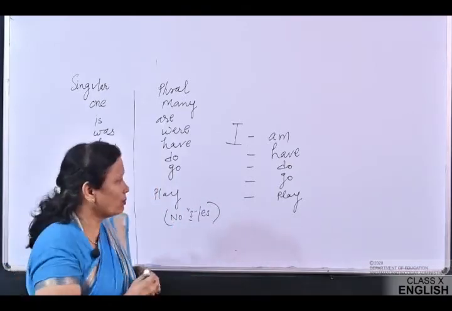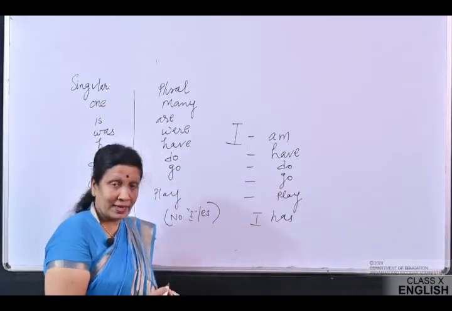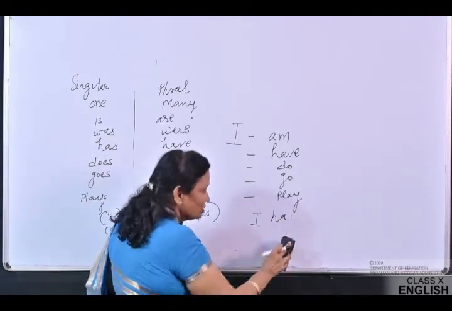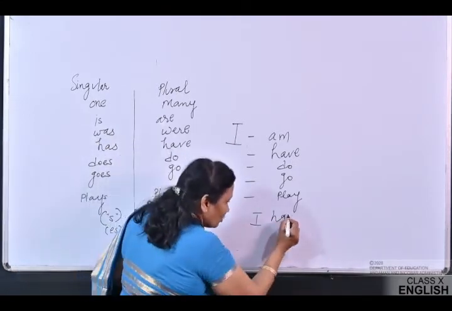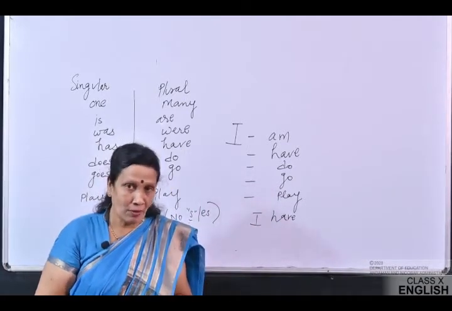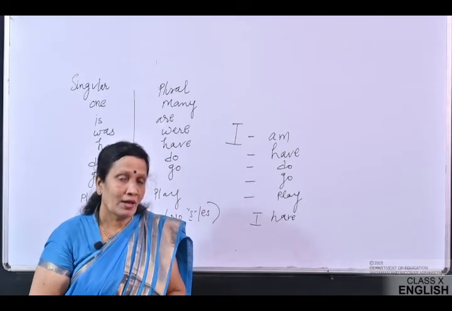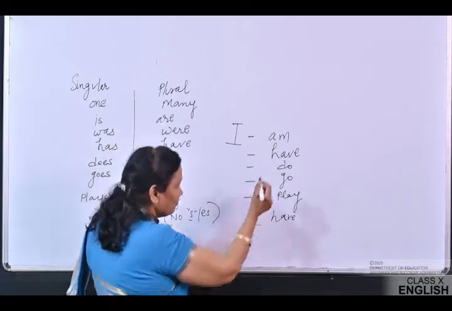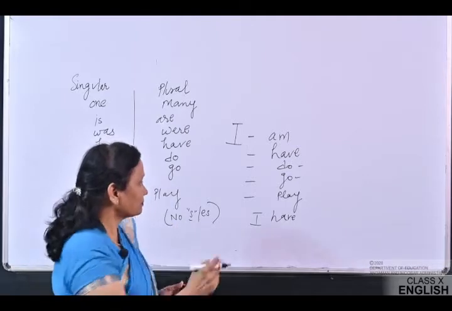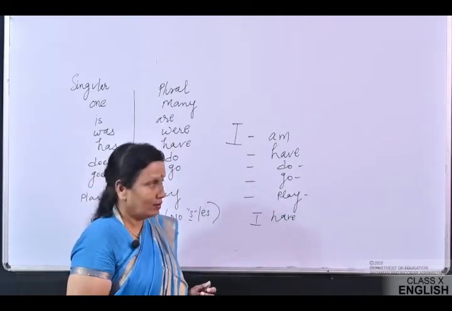Many of you write many times I has gone there, I has been there. So please remember, you will not use has with I, you have to use have. I have a pet dog. I have finished my work. I go for a walk regularly. I do my homework in the evening. I play with my friends in the evening.